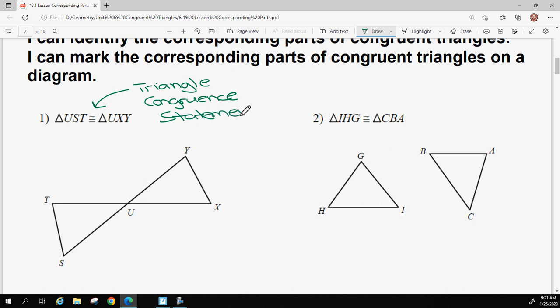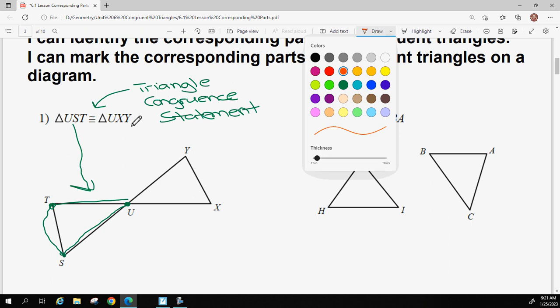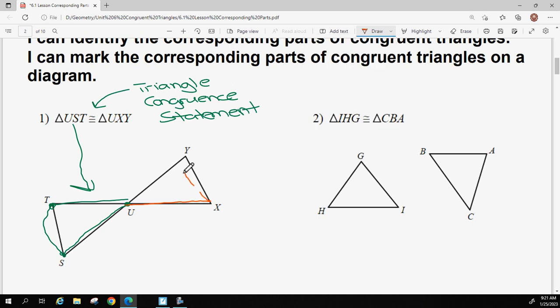So that is sort of a long way to say that these two triangles are congruent, and this statement tells us about it. And so if I go and I look for triangle UST, UST is this triangle that starts at U, goes to S, and then T. There's UST. And then triangle UXY is this triangle UXY. And this statement is telling us that, hey, these triangles are congruent. And so that tells us some information about these triangles.